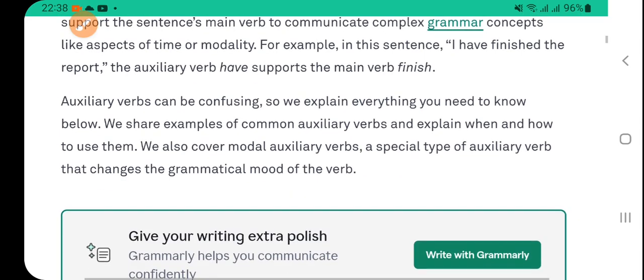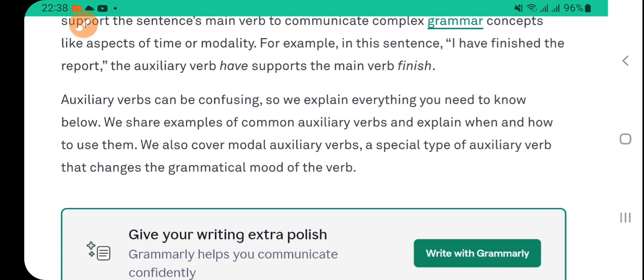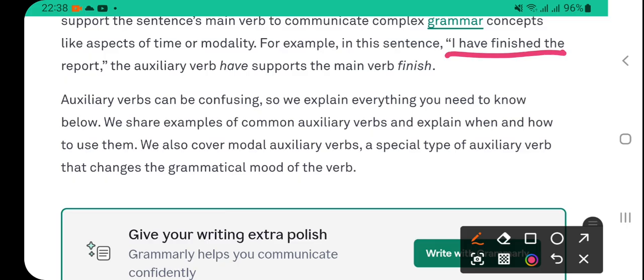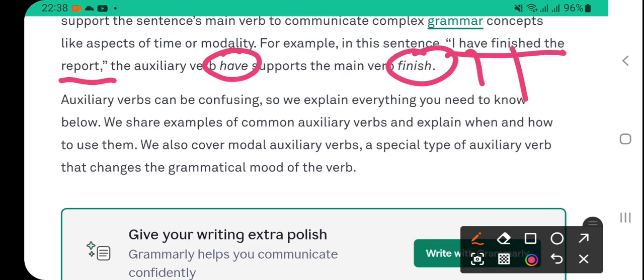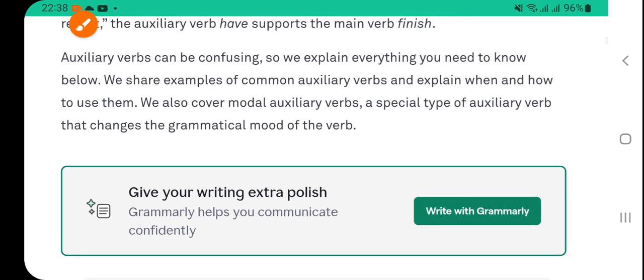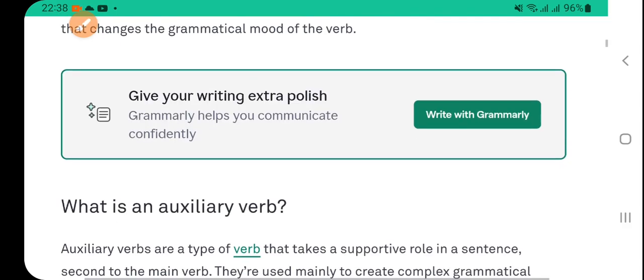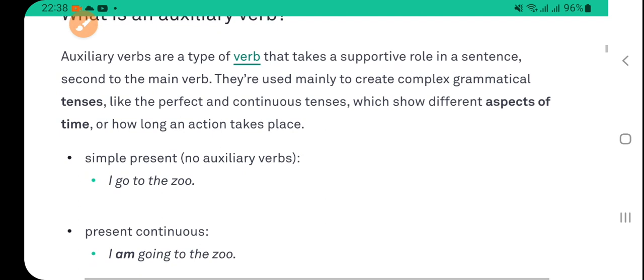Now for example, in this sentence, I have finished the report. So here, I have finished the report. The auxiliary verb have supports the main verb finish, right? So this have supports the main verb finish. Here, have and finished. Okay, now auxiliary verbs can be confusing, so we explain everything here. That's what an auxiliary verb is.